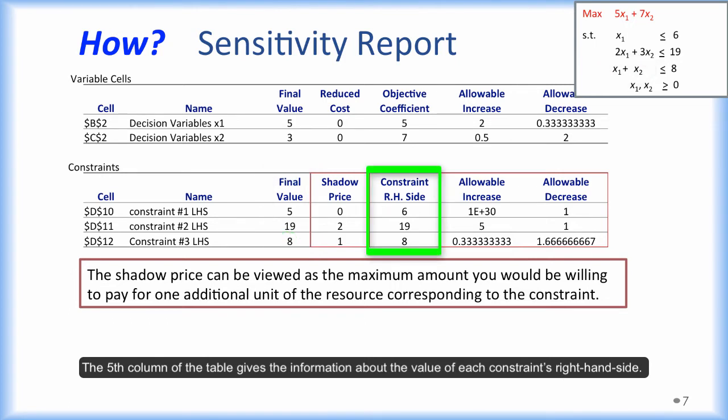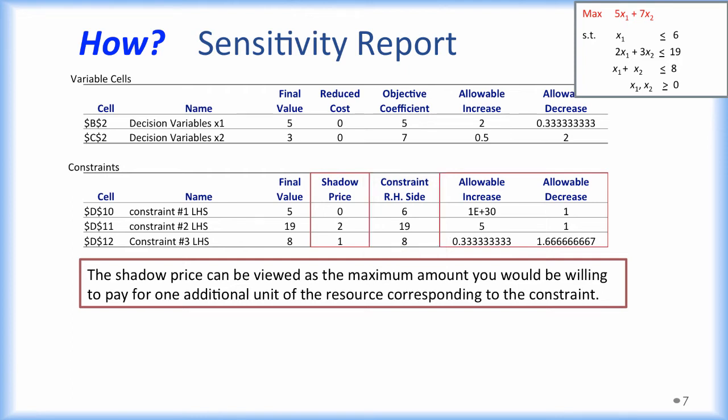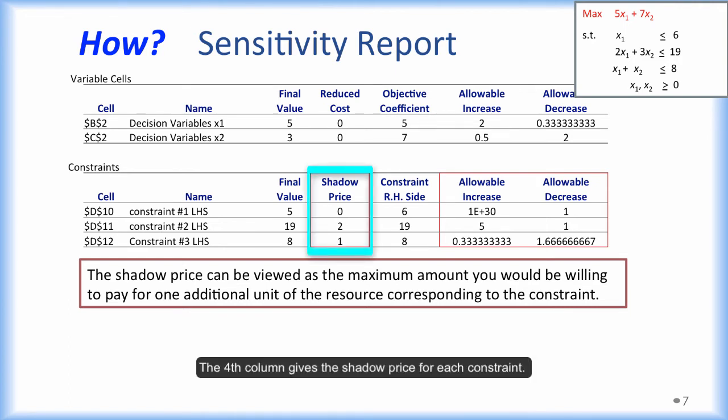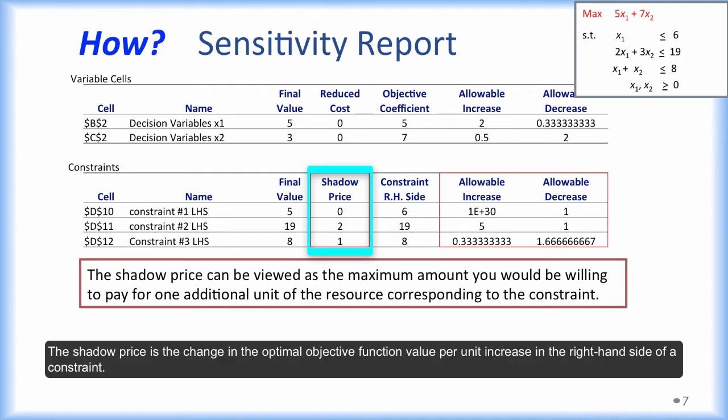The fifth column of the table gives the information about the value of each constraint's right-hand side. The fourth column gives the shadow price for each constraint. The shadow price is the change in the optimal objective function value per unit increase in the right-hand side of a constraint. For example, we see that the final value of constraint number 1's left-hand side is 5, which is less than its right-hand side value of 6. Let's think of the right-hand side value of constraint number 1 as the amount of available resources that are related to constraint number 1.